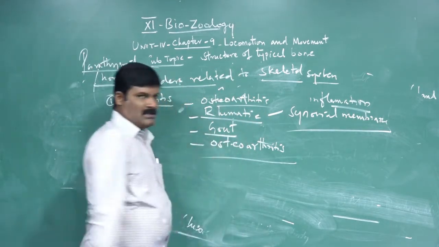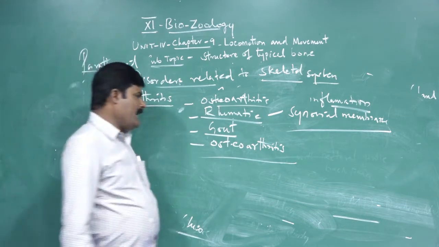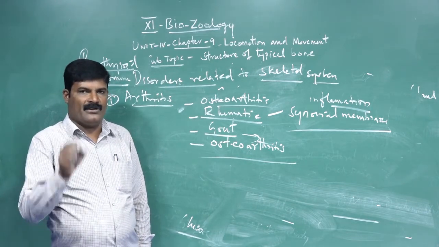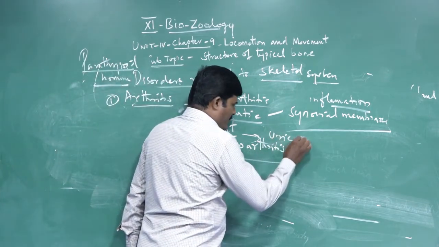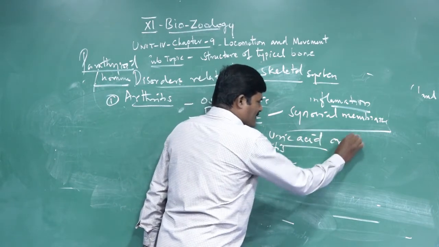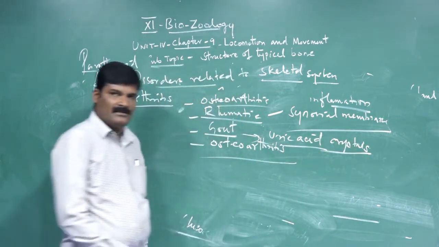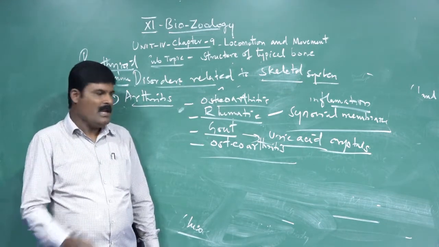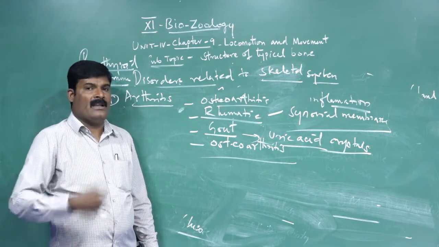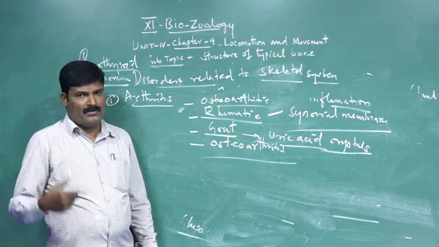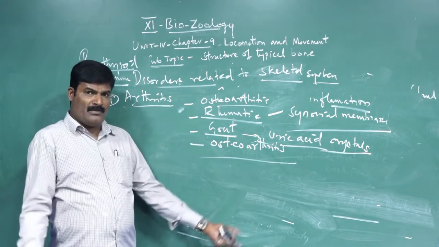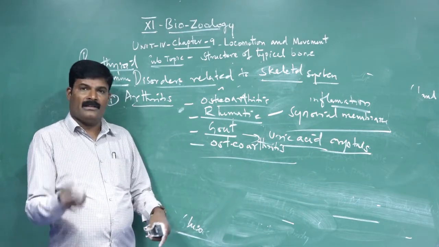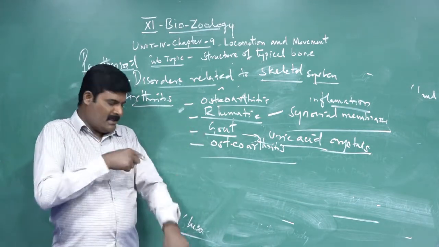What is the next one? Gout, or gouty arthritis. This kind of arthritis occurs due to deposition of uric acid crystals. Suppose our blood contains more uric acid. Uric acid is one kind of nitrogenous waste which is excreted from our body. But when there is an excess amount of uric acid, our kidney is unable to excrete it.